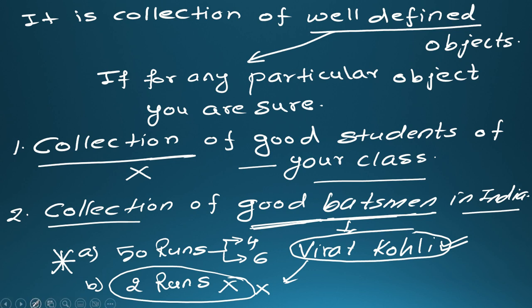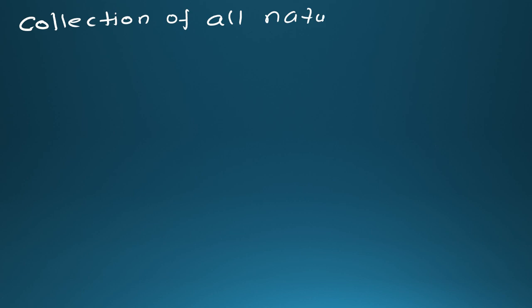Okay, now let's talk about another example. For example, say the collection of all natural numbers. I am sure you know about the natural numbers. Natural numbers means the counting numbers which start from 1. So, the collection of all natural numbers. There is a specific category for the numbers, provided we know that category.